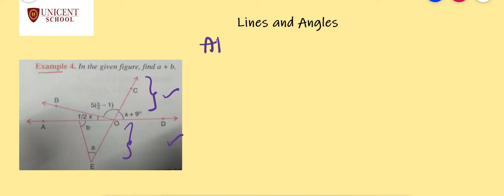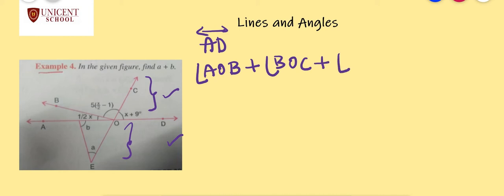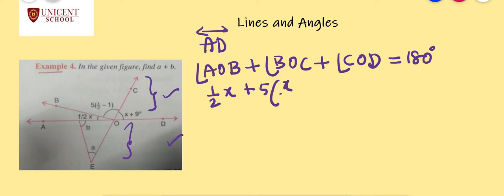So the line AD has three parts, that is angle AOB plus angle BOC plus angle COD. All these three make a straight line which is equal to 180 degrees. And angle AOB is half of x. Angle BOC is 5 times of x by 2 minus 1, plus x plus 9 degrees equals 180 degrees.